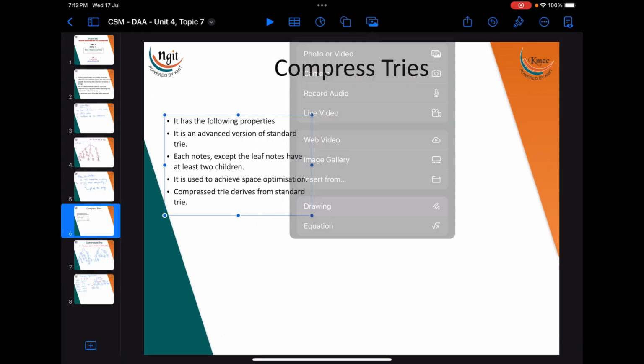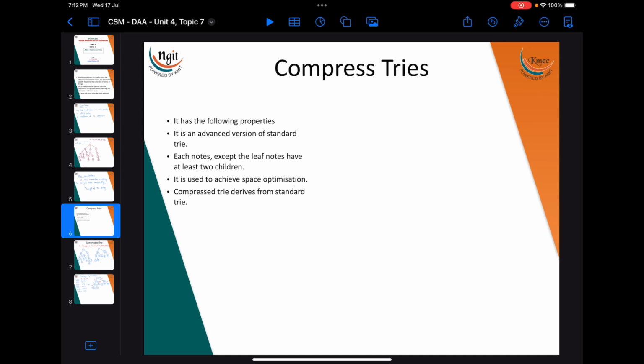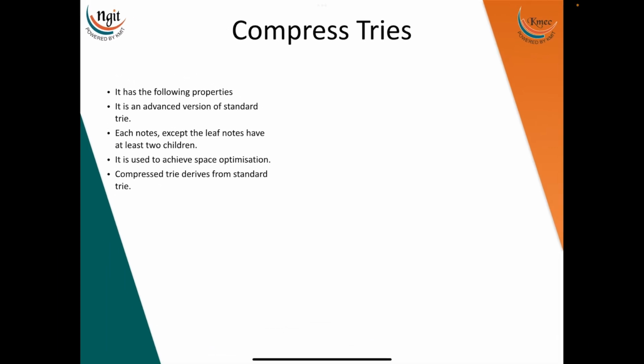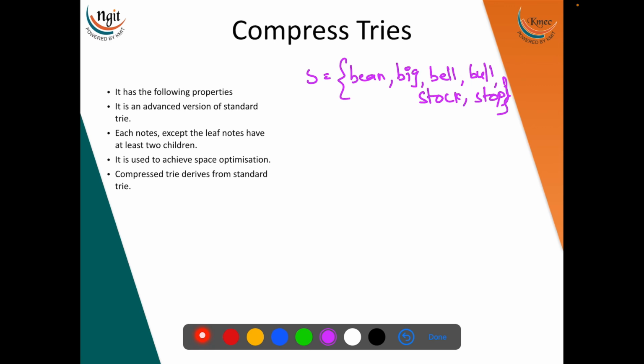Now I'll take some example. Now the example is some S is equal to, the words are bean, big, and bell, bull, stock, stop. Now let's see how we will construct the compressed trie.